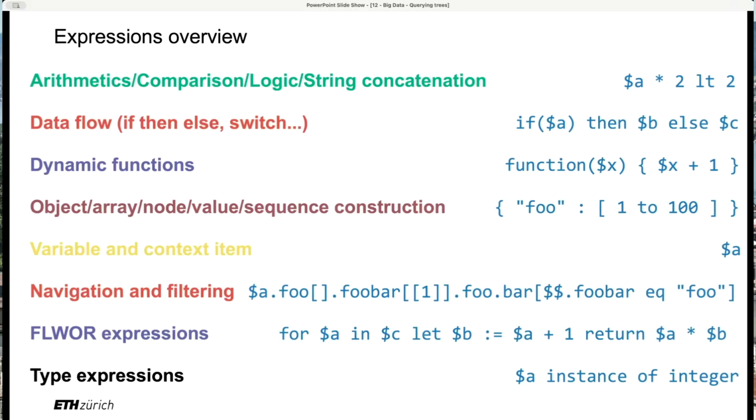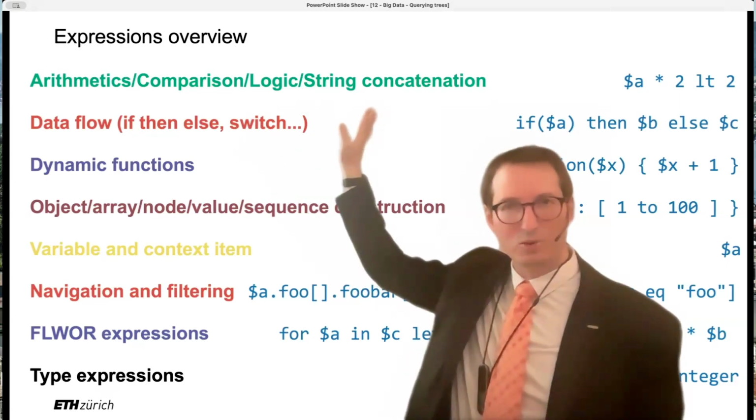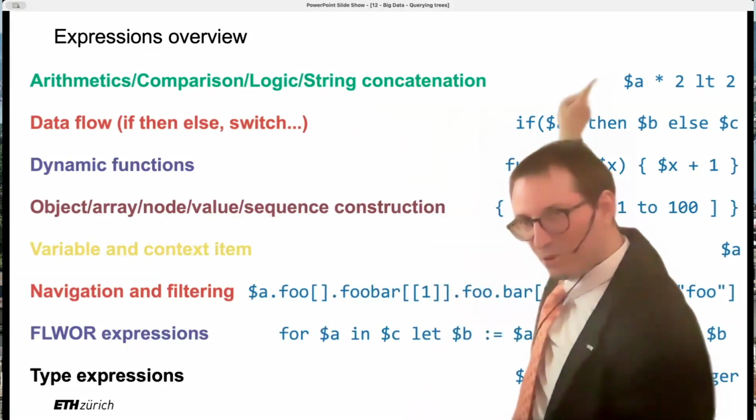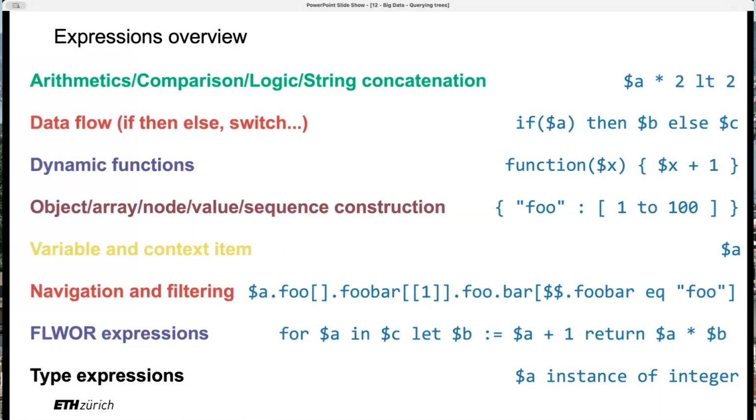We have categories. The easy category that everybody knows very early is arithmetics, comparison, logic, string concatenation. There's always an example on the right there. Then there's the data flow. It has if, then, else, switch, type switch, try catch, and so on. So that's anything that is known as control flow in other languages. But here I'm saying data flow because actually it's the data.